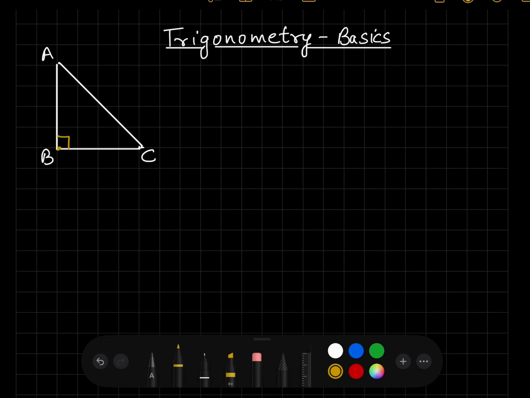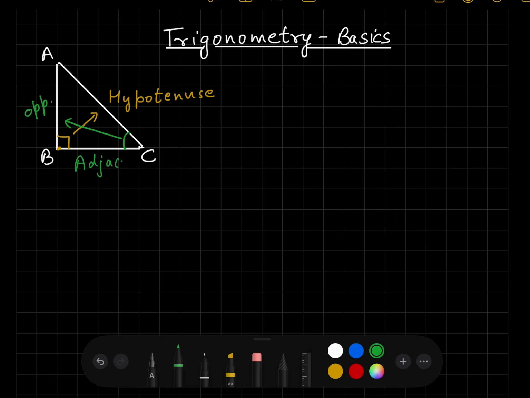Now the side opposite to 90 degrees is called the hypotenuse. Always the side opposite to 90 degrees would be called the hypotenuse. If I take any angle, let us say I'm taking angle C, then from angle C the opposite side is AB, so this is my opposite side, and the other one, BC, would be my adjacent side.